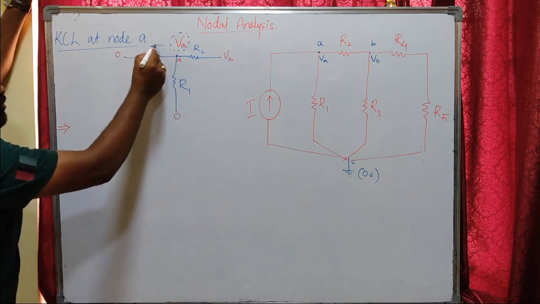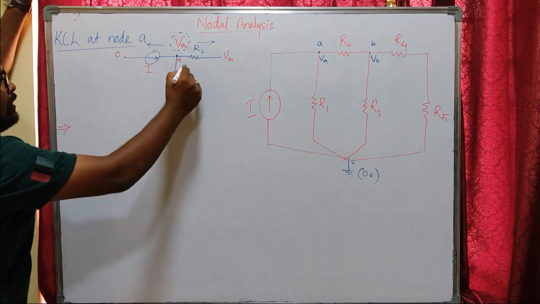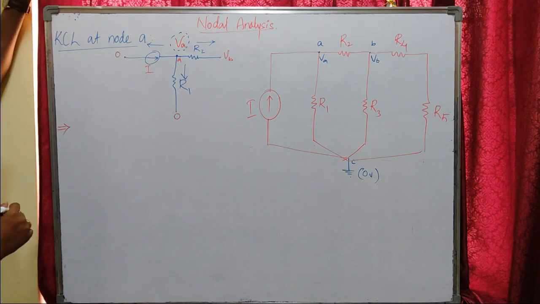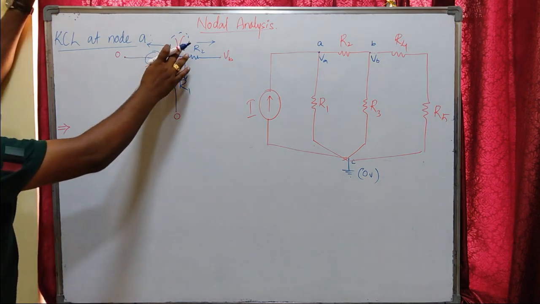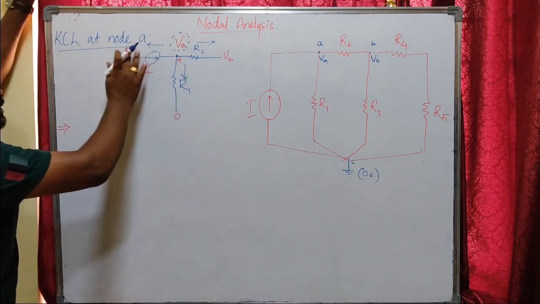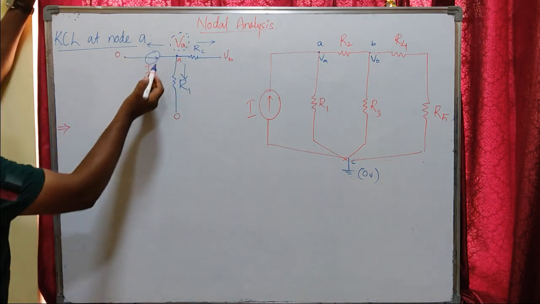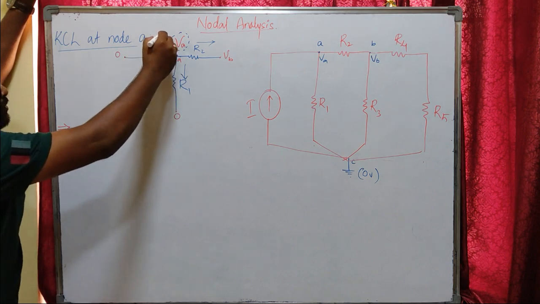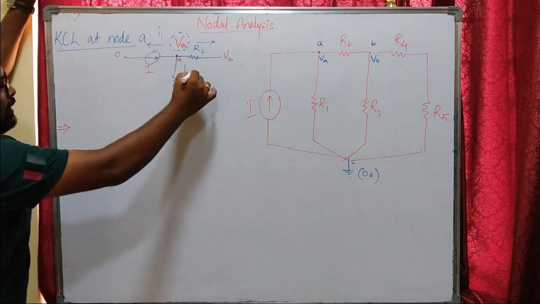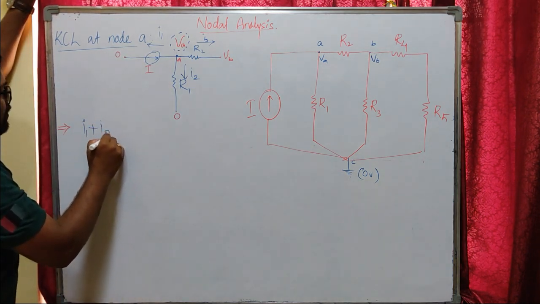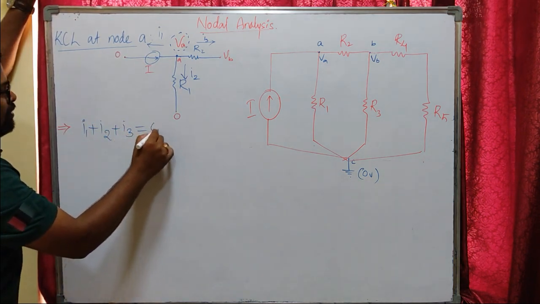That means current has to flow away from node A. We assume currents leaving node A as positive here, because VA is assumed to be at higher potential compared to any other potential connected to node A. So current will leave the higher potential. That's why I have denoted the currents as leaving node A, because the current direction is going away. So let us assume this as I1, this as I2, this as I3. According to KCL, I1 plus I2 plus I3 must be equal to 0.